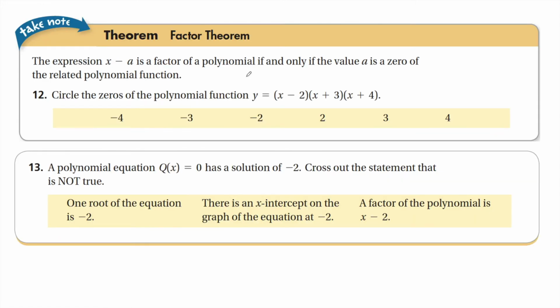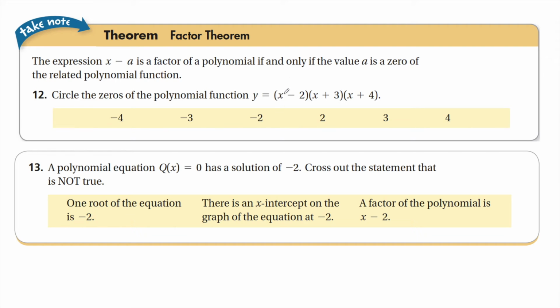Now let's go over a little bit of a theorem. In this case, we're going to be talking about the factor theorem. The expression x minus a is a factor of a polynomial if and only if a is a zero of the related polynomial function. In other words, circle the zeros of the polynomial function that is given: x minus 2, x plus 3, and x plus 4. Basically, all this is saying is that in order for this to be a factor, we know that these have to equal 0 at some point. Or in other words, it needs to be the area in which it starts to cross the x-axis.